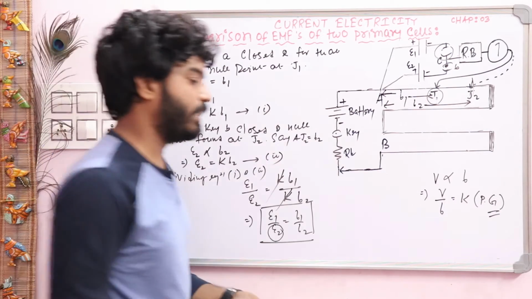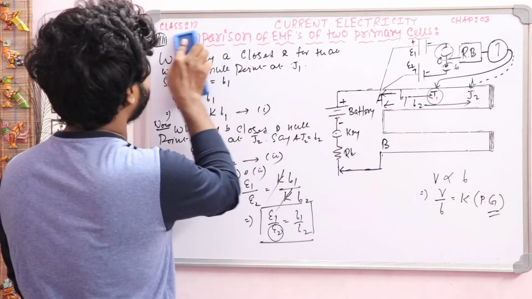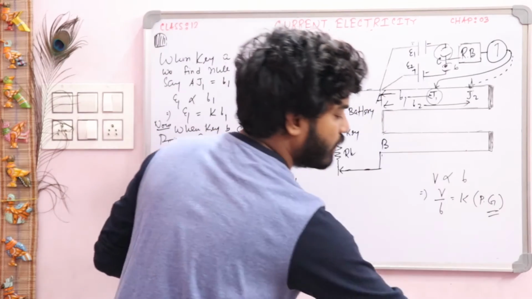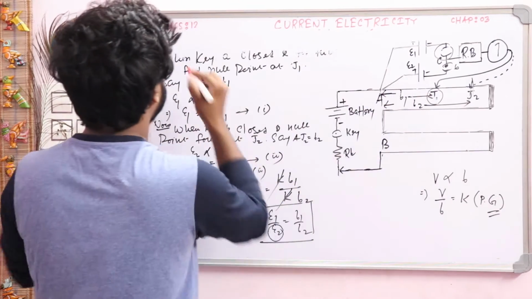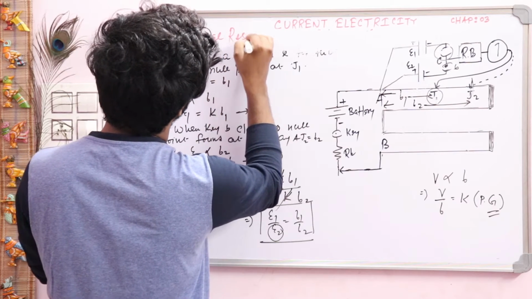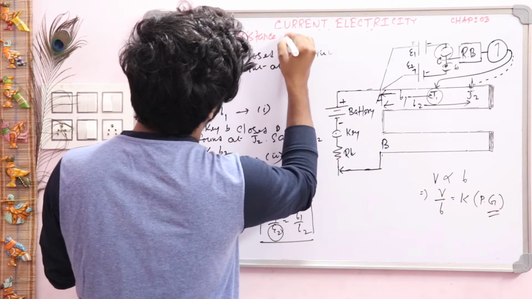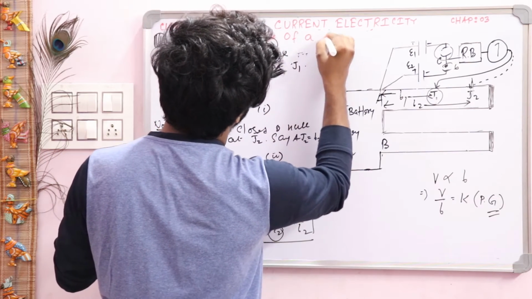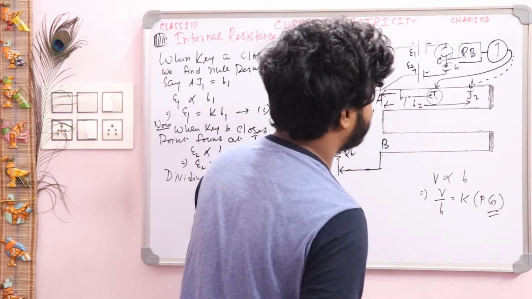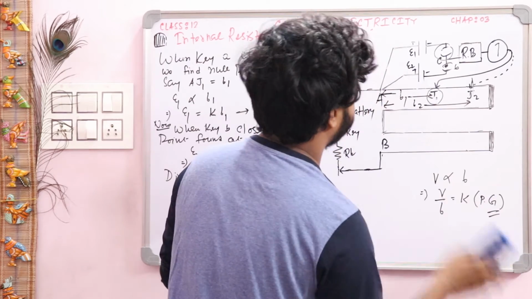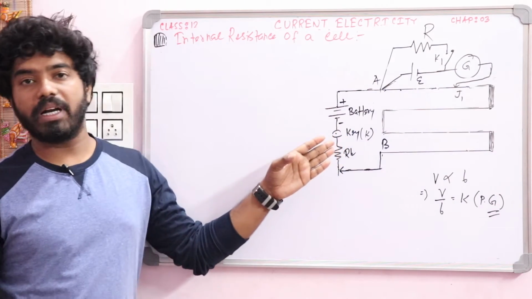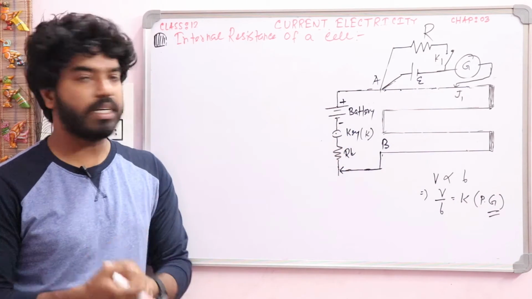Write it down. Our second application is to find out the internal resistance of a cell. At first, make the proper diagram for this case. So this is our proper circuit for finding the internal resistance of a cell.